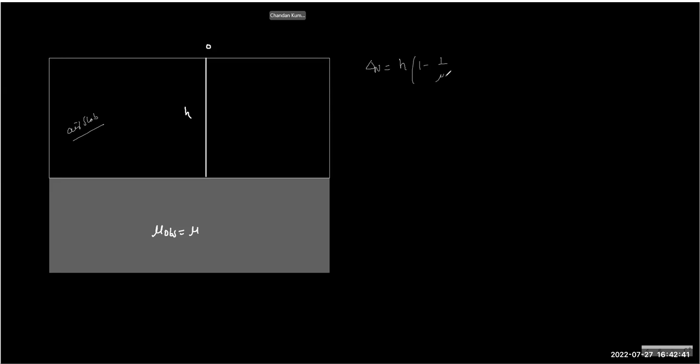So we know that if you look from here, the air will act as a slab, right? You can think of this as a slab. This is the alternative way of thinking. Imagine an air slab of thickness h. So what is the formula for the normal shift, if you remember? The normal shift is thickness into 1 minus 1 by mu relative.